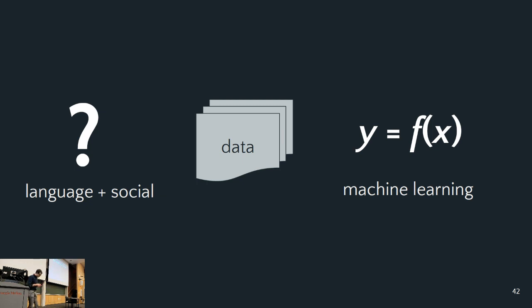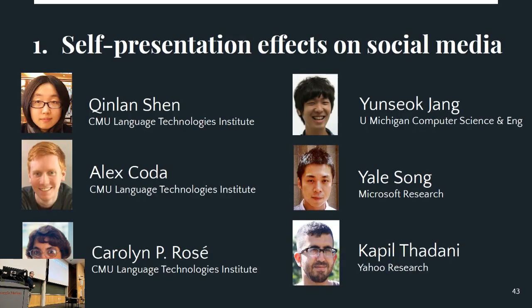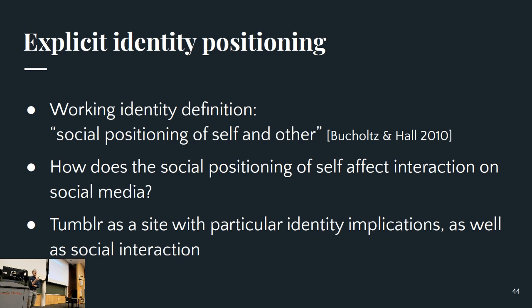So, all right, let's start out here. The first project is self-presentation effects on social media. And it's not just me doing this work, it's a whole host of excellent people. In this project, we're looking at explicit identity positioning. By explicit, I mean people are actually giving a label to themselves. Our working definition of identity is the social positioning of self and other. So I'm going to claim this label over here. I'm going to say I'm a big fan of the Supernatural TV show, and that's going to position me over here, and I'm positioning others, maybe people who hate that show, over there. That's what's going on here with identity.